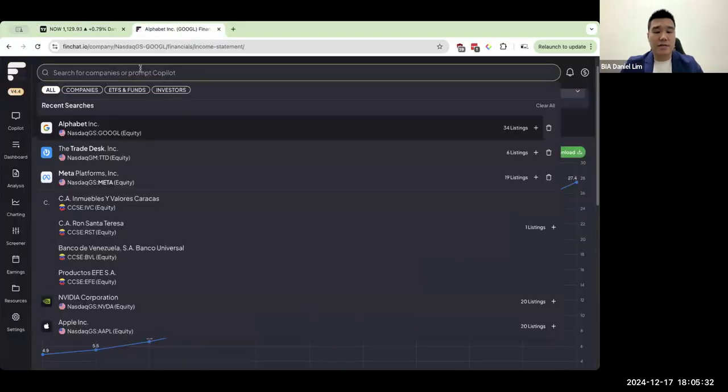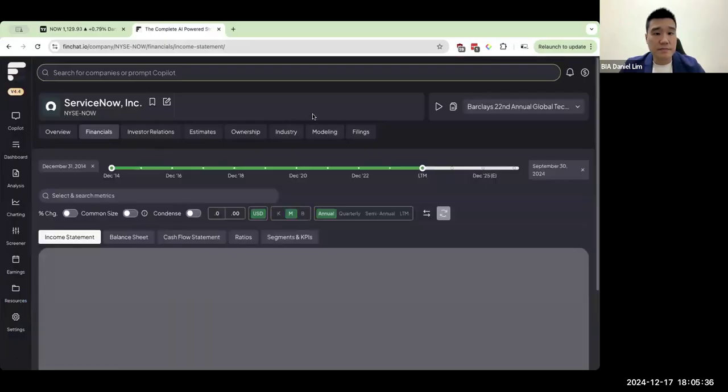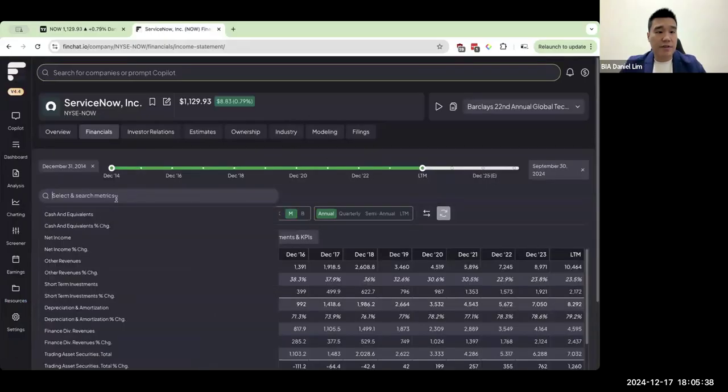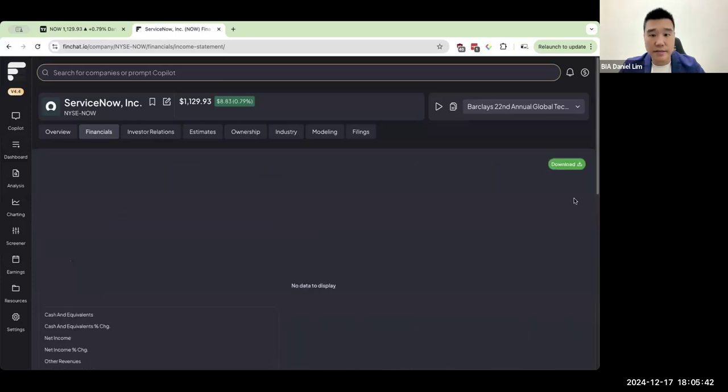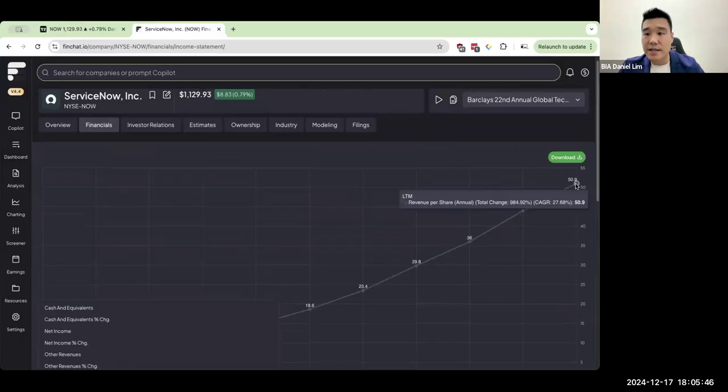We go and find ServiceNow. Just click here, ServiceNow. Okay, type revenue per share. Click here. We now know the latest revenue per share here is 50.9. So in your calculator, 16.65 times 50.9. The real value is supposed to be 847.